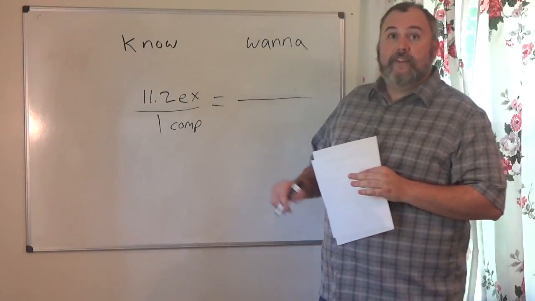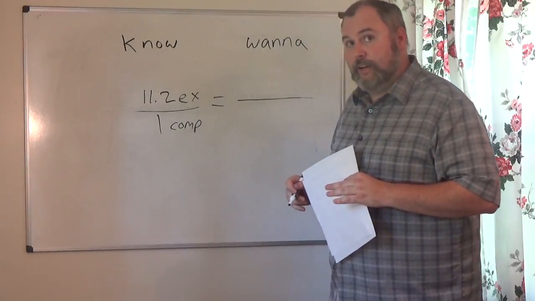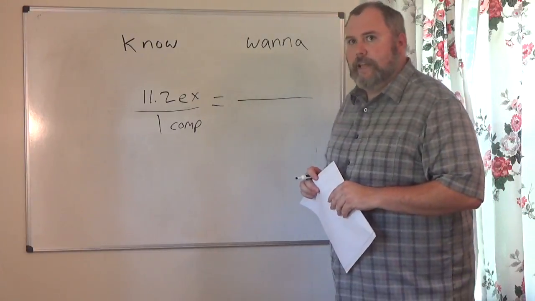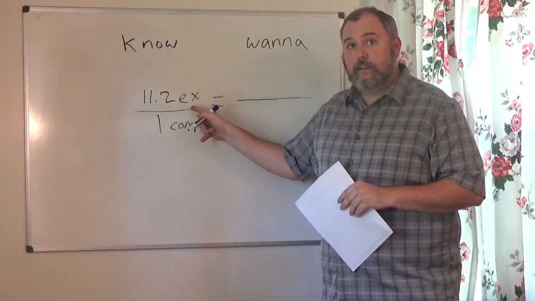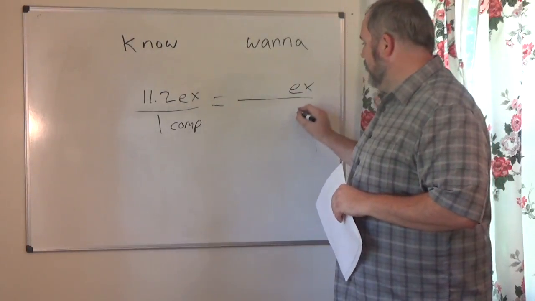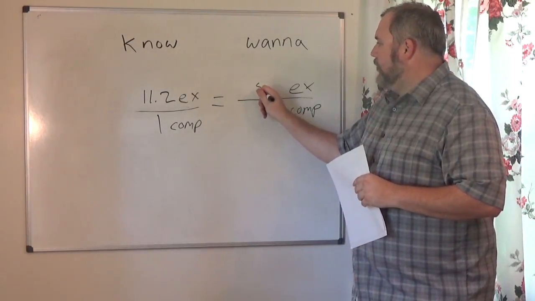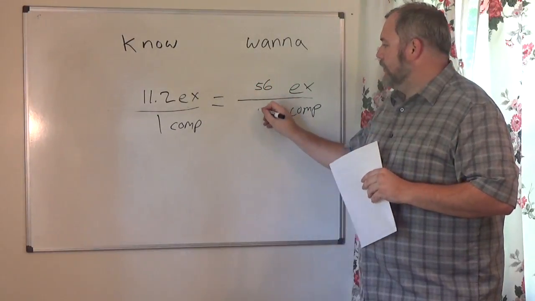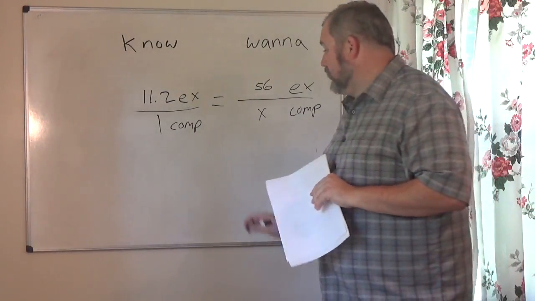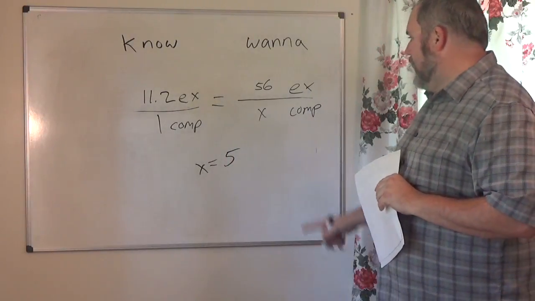All right, so we just found out that it's 11.2 expanded volume over 1 compressed volume. All right, and this is all in what we call cubic inches. So now we know this. If this is expanded volume, what's on top stays on top. And this is my compressed volume. What's on bottom stays on bottom. I can now fill this in. I know that this is 56 and this is going to be X. I'm going to cross multiply and divide again, and for the sake of time, I'm just going to get X is equal to 5. 5 what? Well, you might tell me 5 compressed.